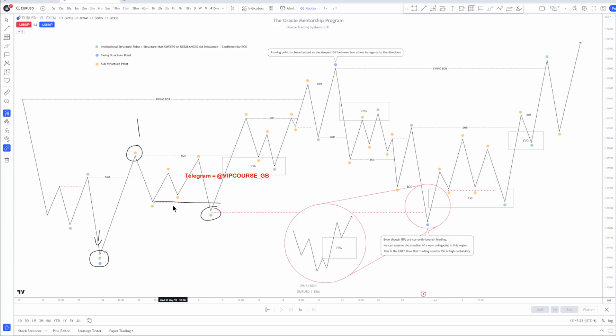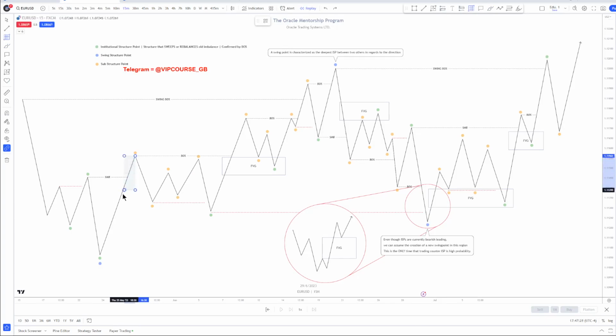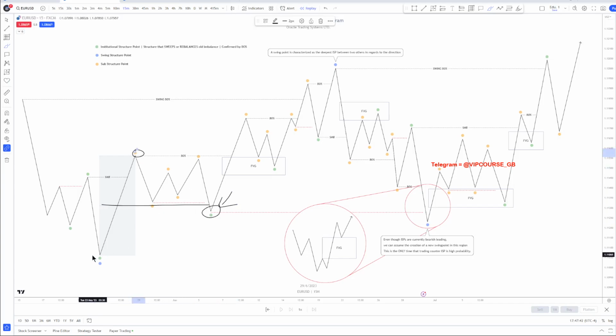So we view the leg like this, right? Premium and discount tool, as we all know. This institutional structure point is only confirmed when we break out of this range, okay? Of this dealing range. And then it creates a new one.